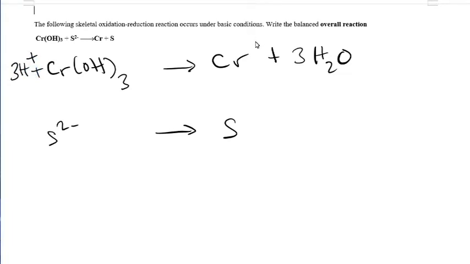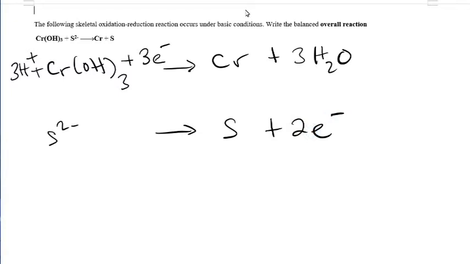Now we're going to balance charges. Notice that there's a +3 on the left side for the top equation, and neutral on the right side. So we're going to add in 3 electrons to the left side to balance it out. For the sulfur equation, there's a -2 on the left side, a neutral on the right side. So we're going to add in 2 electrons to balance that out.